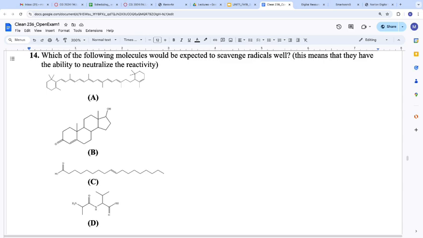Here we go. Here's a new question. Which of the following molecules would be expected to scavenge radicals well? Yeah, everybody freaks out at this question. Aren't oxygens able to do it well? What's that? Isn't oxygen able to scavenge radicals? Actually, oxygen is terrible at scavenging. I mean, look at C. It produces tons of radicals. So oxygen is very dangerous.